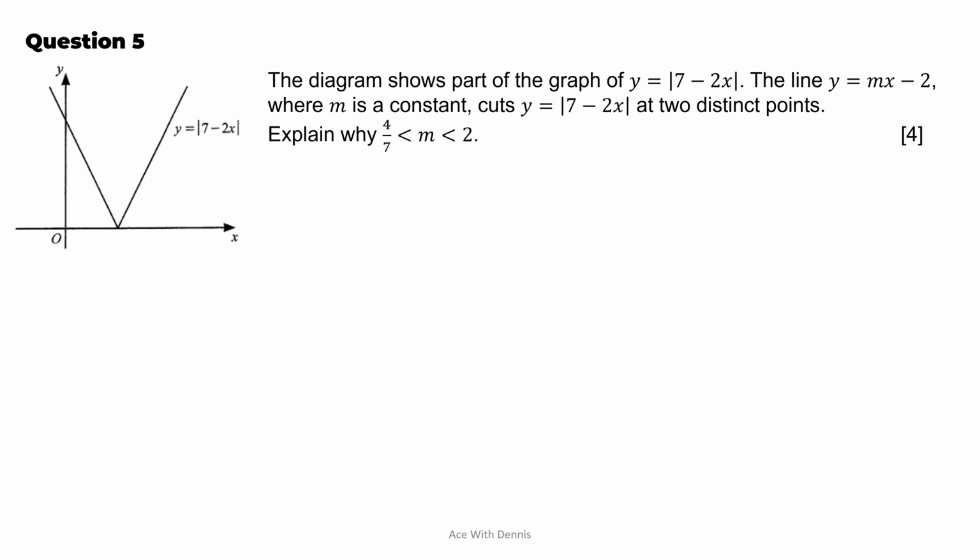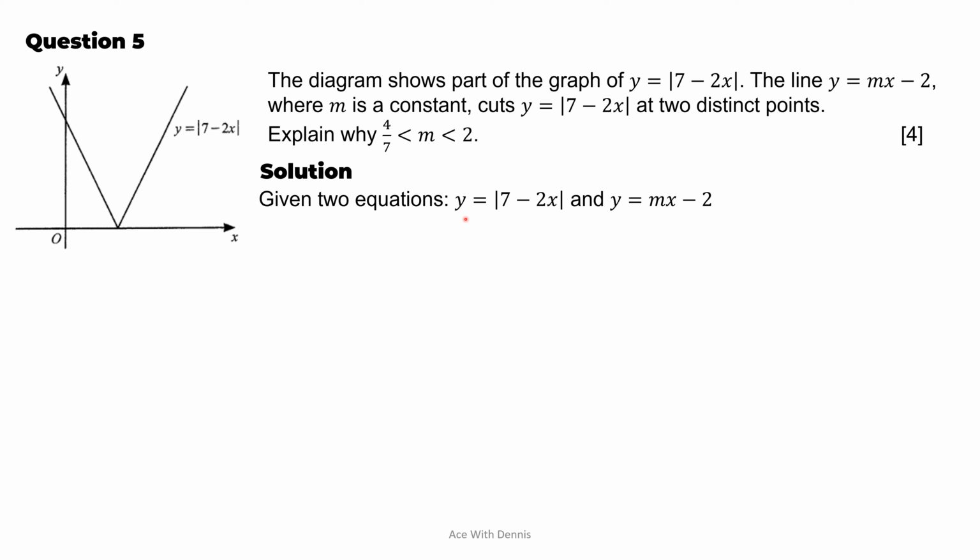Alright, so now read this question. We have this modulus function, and this is a linear graph. It should be something like this. It is an increasing function, because if you look at the range, it must be positive. And if it wants to cut this graph at two distinct points, the range of the gradient must be between these two values. So now here's the solution.